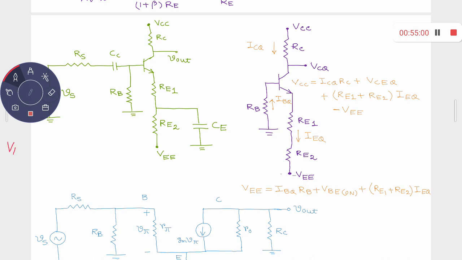So VEE is equal to IBQ times (RB plus (RE1 plus RE2) times IBQ into (1 plus beta)) plus VBE on.